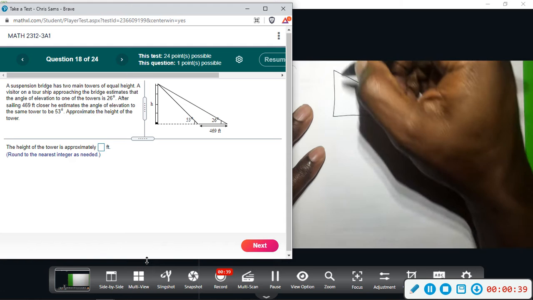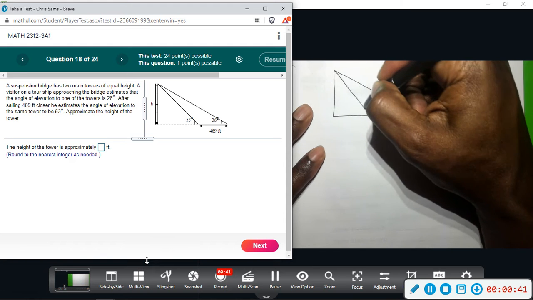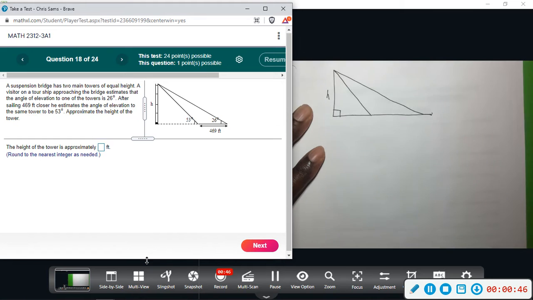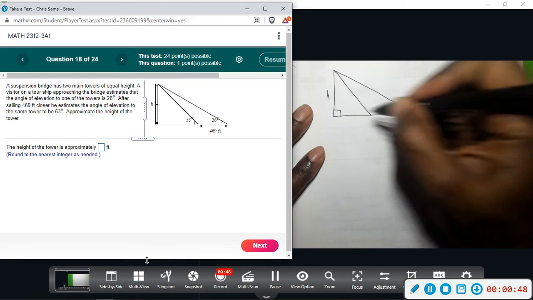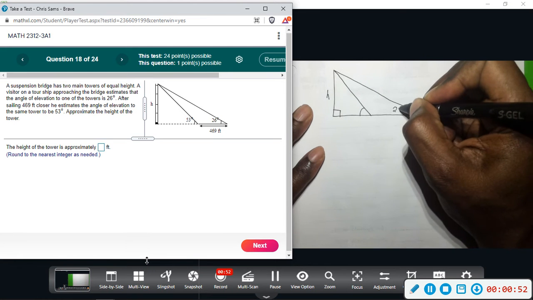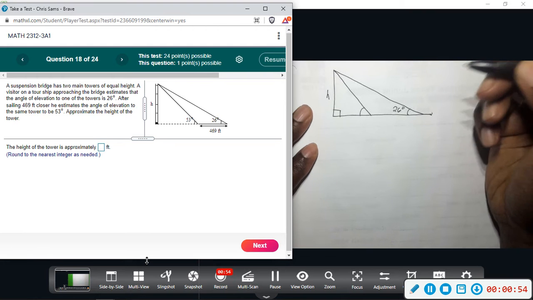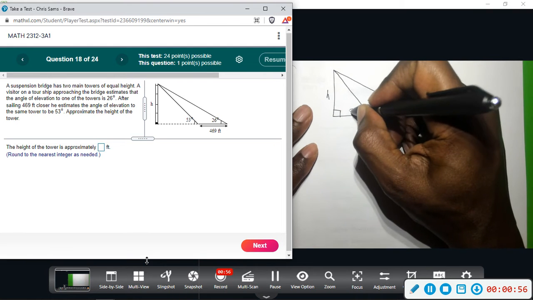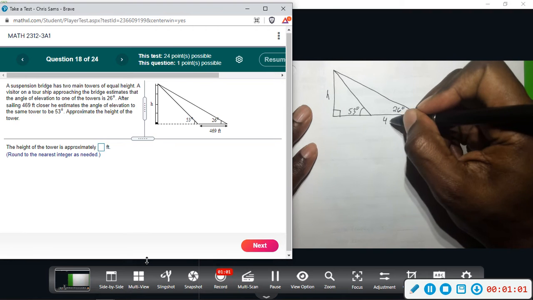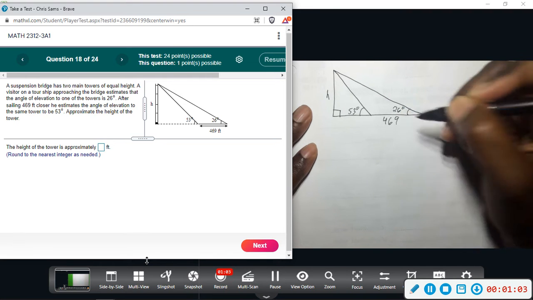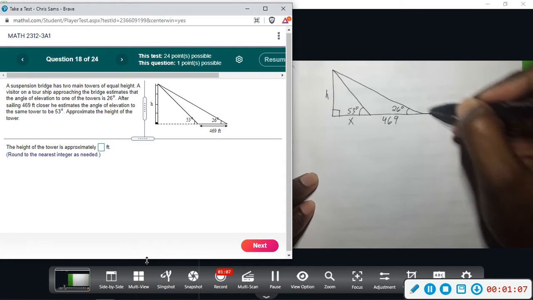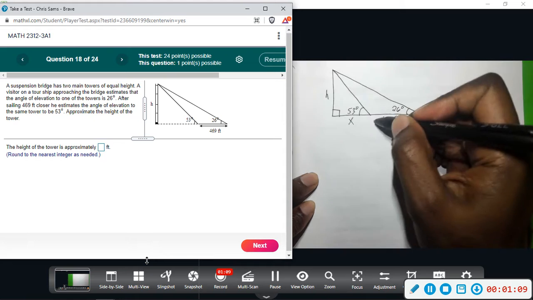So what we need to see here is there are two right triangles. We want to know the height, and then we have this angle, and then we have this angle. This one is 26 degrees. This one is 53 degrees. This distance is 469, and this distance is unknown. So we have a big right triangle, and then we have a smaller right triangle.